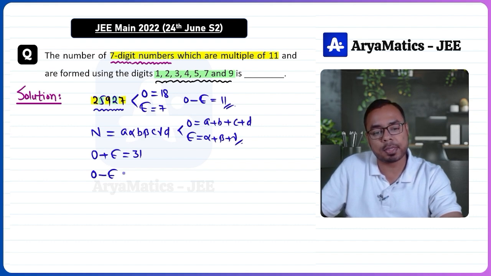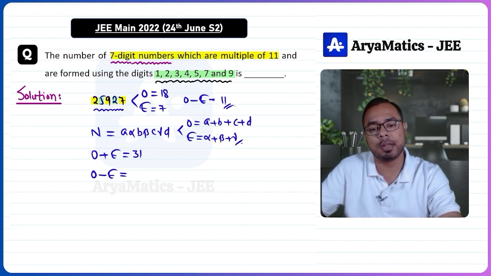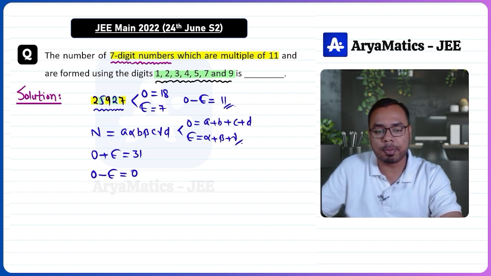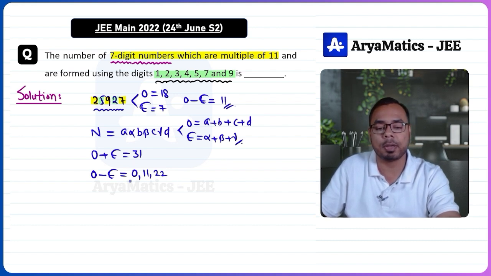Also, if I want to make the number a multiple of 11, then O minus E must be either 0 or a multiple of 11. So O minus E will be either 0, or 11, or 22. We cannot have 33 because if the sum is 31, the difference cannot be more than 31. So these are the different possibilities.